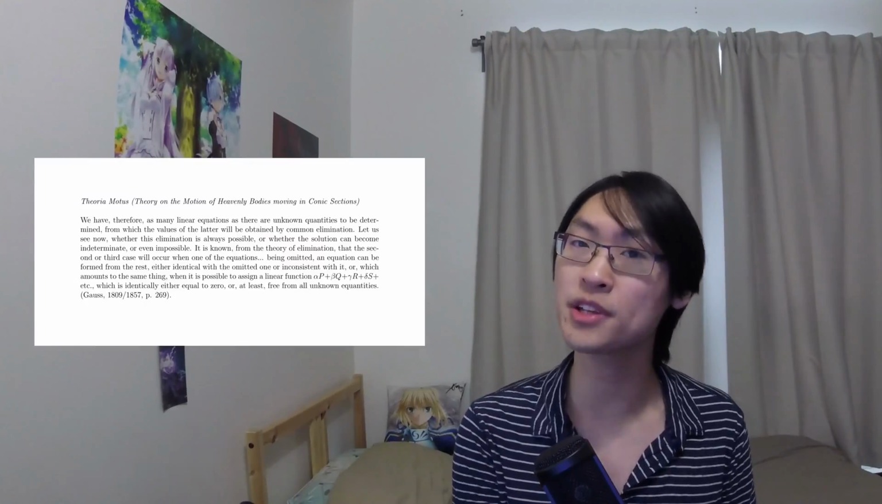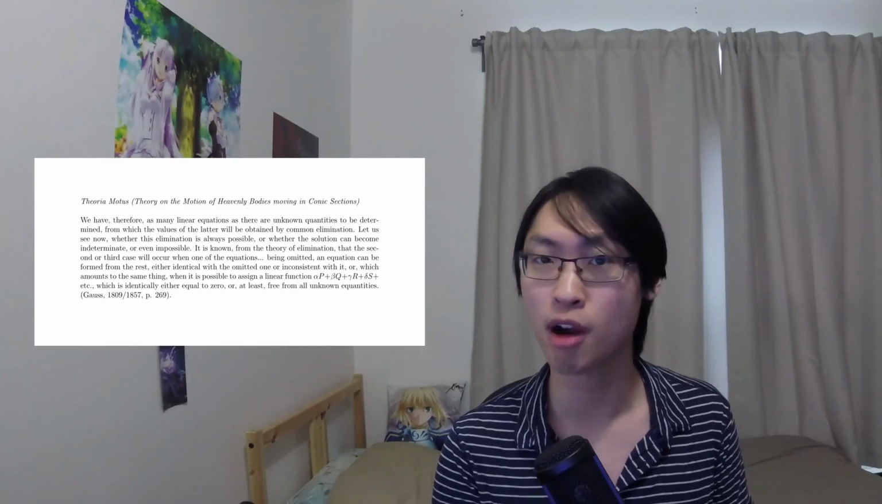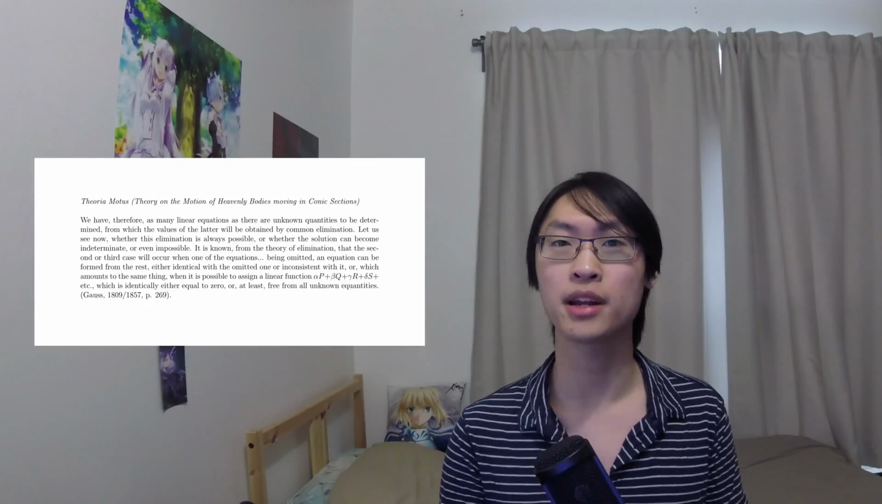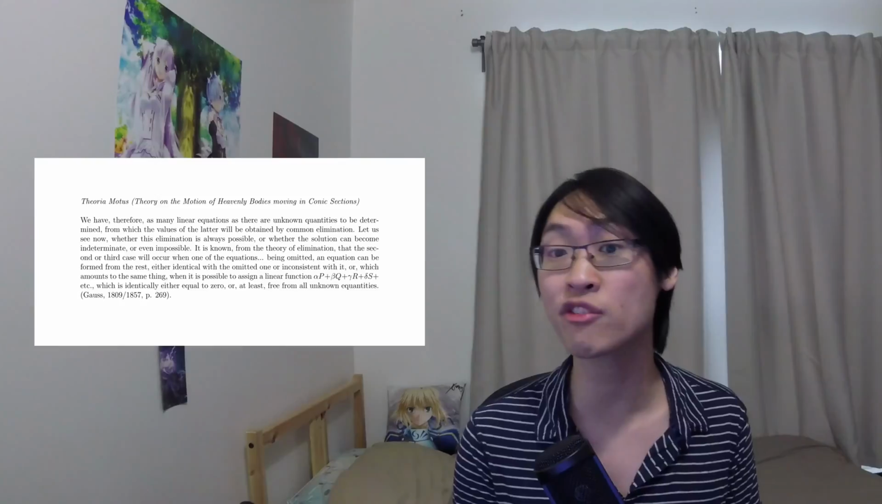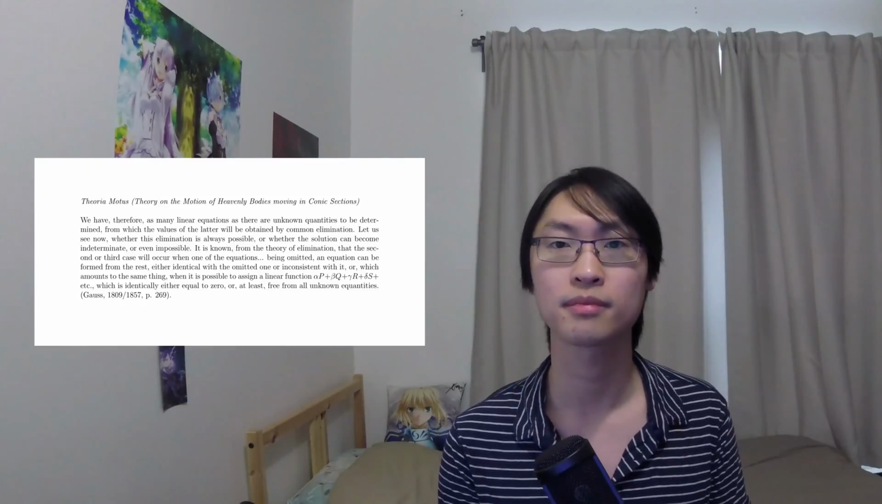Gauss's work required a complete understanding of the conditions in which a system had no solution, a unique solution, or infinitely many solutions. Here's actually an explicit quote from his work, Theoria Motus. I probably pronounced that terribly, but it's also known as the theory on the motion of heavenly bodies moving in conic sections. So if matrices weren't involved in Gaussian elimination, where and when exactly did they come up?